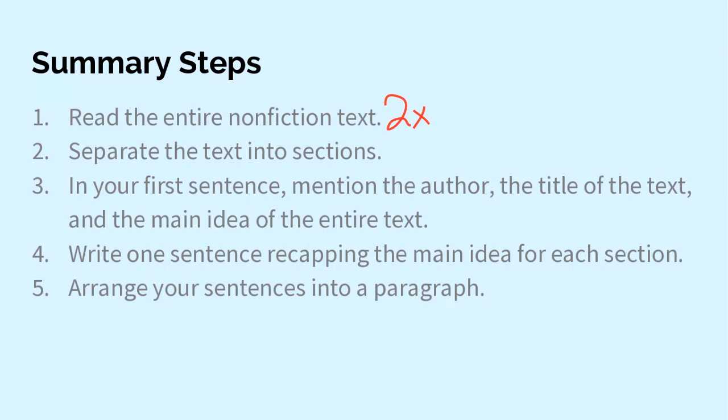Okay? So there's a couple of different steps. When you break it down into these steps, it'll make it a lot easier. The first thing you do is read it. You separate it into sections. You write a sentence summary of the main idea of each section, and then you put it together into a paragraph.